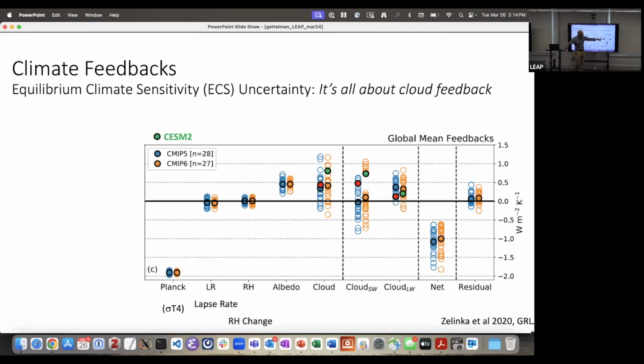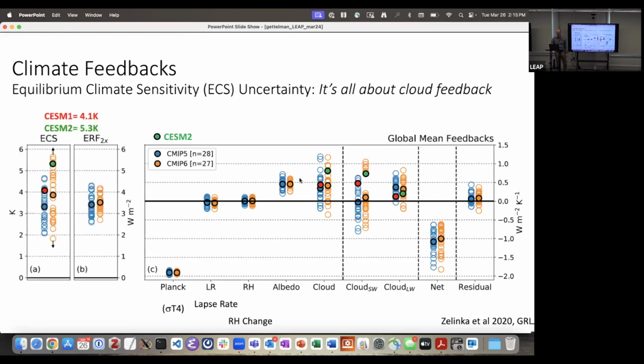This is the shortwave and the longwave. You'll notice the shortwave is more uncertain. In particular, this is actually the red, it doesn't show up here. It's in here. Okay, that's CESM1 in the red. CSM2 is here. There's this group of models that have really high shortwave feedbacks, and they tend to have a very high climate sensitivity. So the net feedback is here, and you'll notice there's a huge spread in that, and most of that spread is driven by the cloud feedbacks. So it's very important to understand these things.